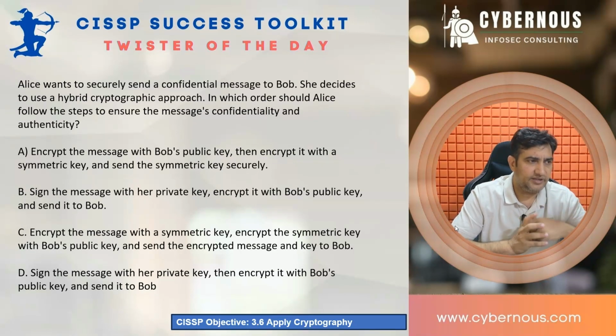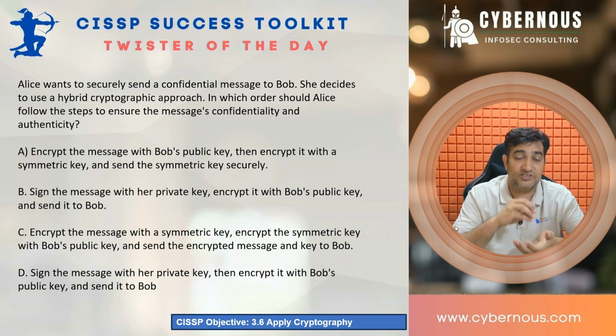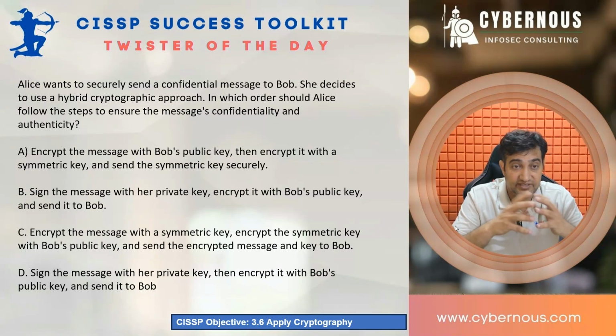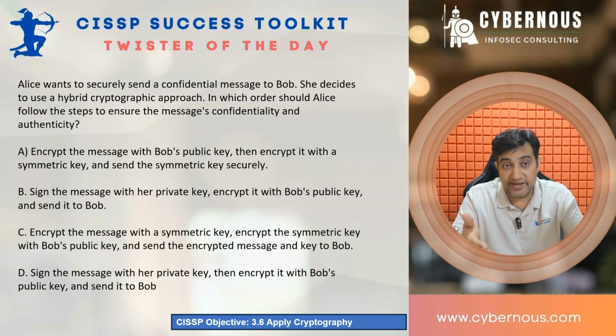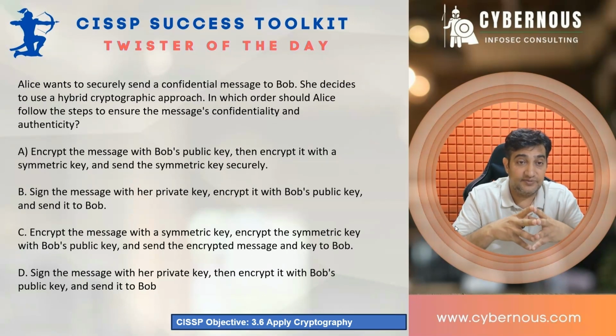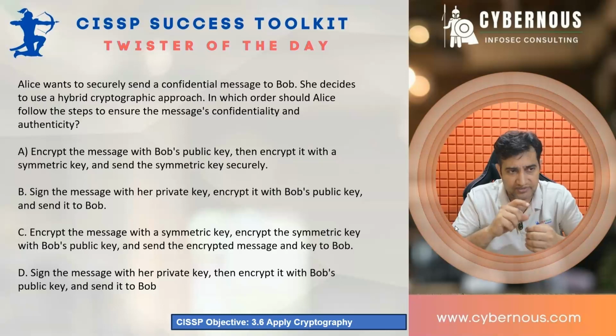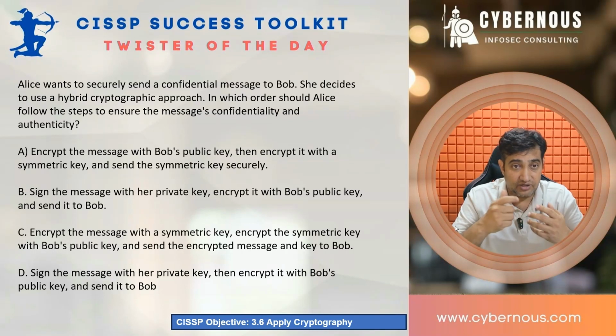We'll go to C, which says encrypt the message with a symmetric key. 100% the message has to be encrypted by using a symmetric key because the message can be big as well, and a symmetric key is best for encrypting bigger messages, bulk messages. The second part of the statement says encrypt the symmetric key with Bob's public key, and that is required.